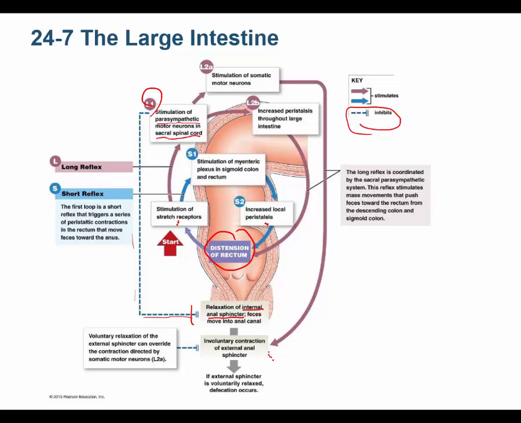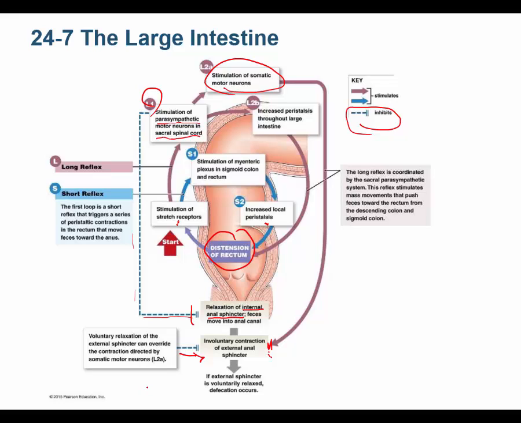The external anal sphincter at this moment is involuntarily contracted. All right, so how do I know that? Right here. When all of this is occurring, a somatic motor neuron fires and goes down to my external anal sphincter and contracts it. And it's an involuntary contraction of my external anal sphincter. So how do I defecate? I have to send a voluntary signal down to relax my external anal sphincter.